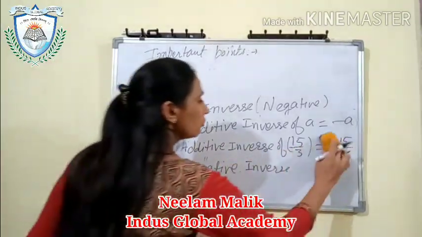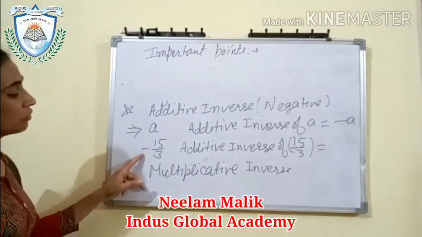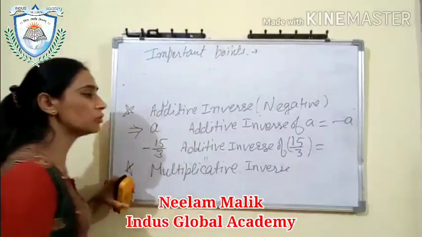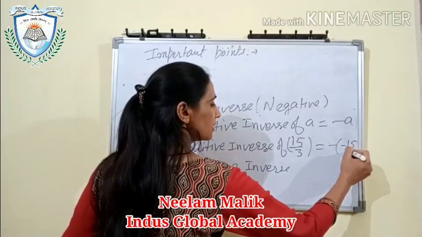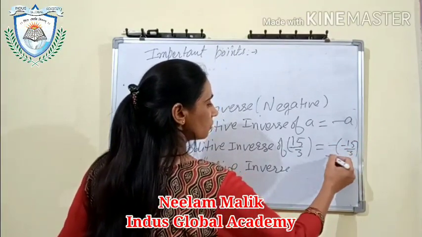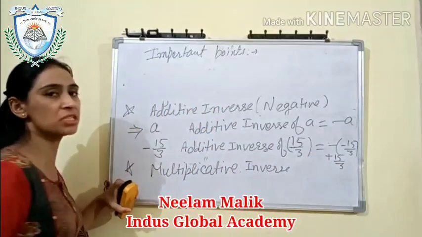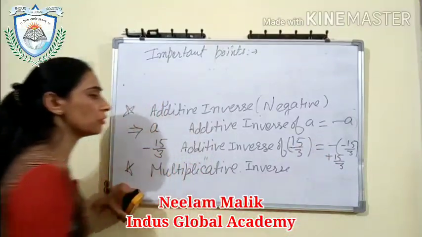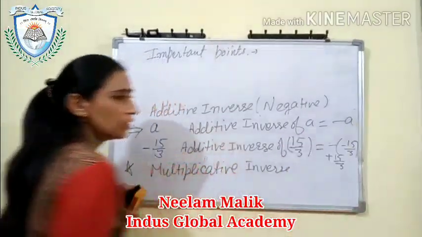So what will be your answer now? Minus 15 upon 3 is given to you and you have to find out the additive inverse of minus 15 upon 3. So I'll put one more minus. Minus minus will be plus, that means 15 upon 3. Simply you can say, you will change the sign. If negative is given, the additive inverse will be positive, and if a positive number is given, then the additive inverse of that number will be negative.